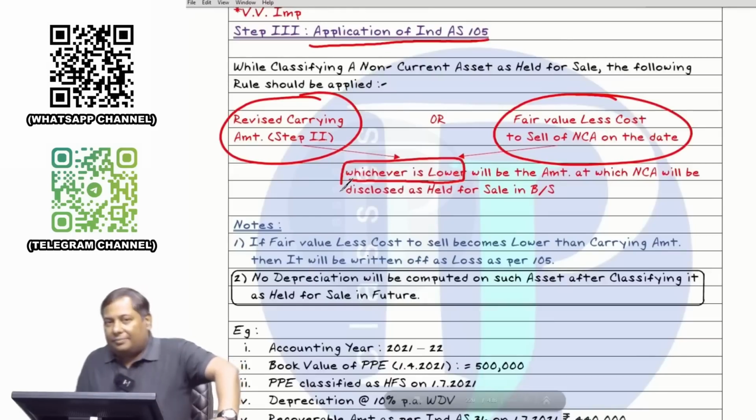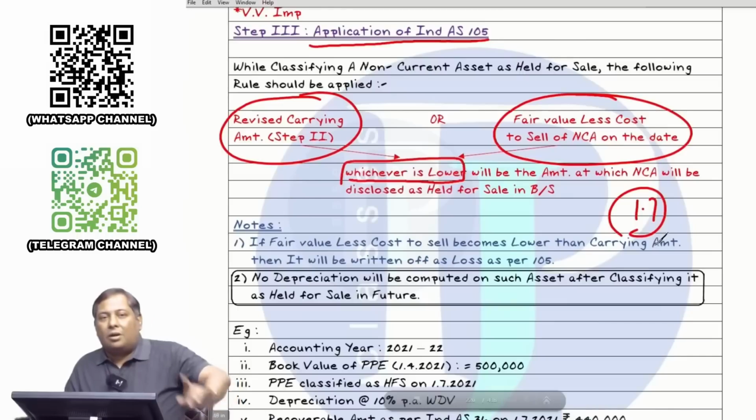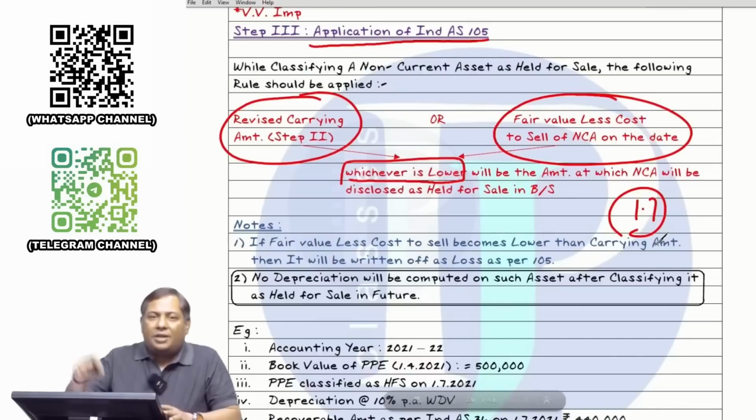Well, one more thing. On the 17, the example I took, on July 1st, when your asset is held for sale, depreciation stopped. Now there will be no depreciation on this asset. Okay? The depreciation will be ceased. So, as soon as any asset reaches 105, its depreciation stops. No depreciation will be charged now. You have to keep this in mind.